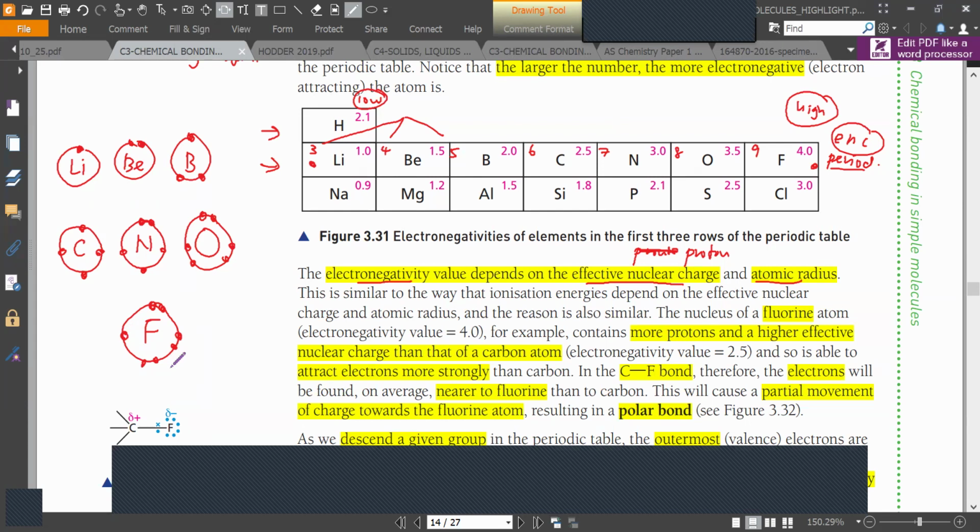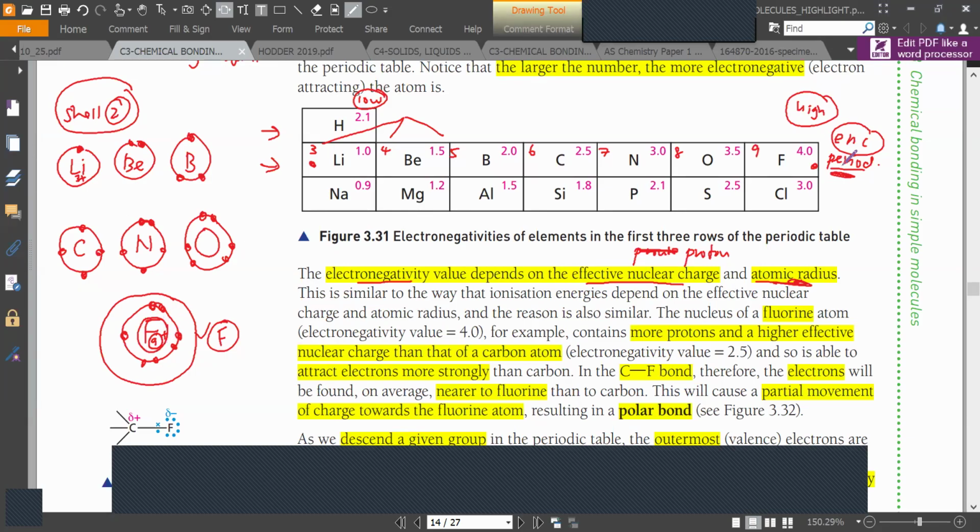Which one has the highest effective nuclear charge? Our answer is fluorine. Why? Because fluorine has 9 protons, 9 positive charges to pull on the electron. Lithium only has 3 protons, 3 positive charges to pull on the electron, because they are on the same period. So this is shell number 2. The atomic radius is almost similar, but the charge is much higher.